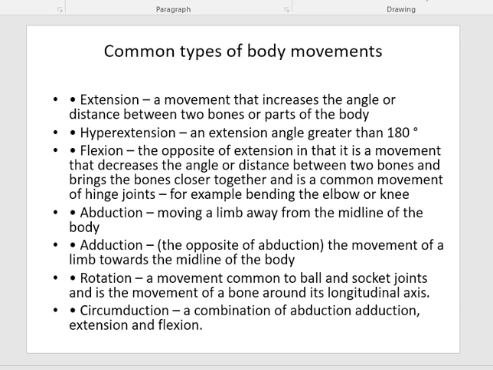Common types of body movements: extension, a movement that increases the angle or distance between two bones or parts of the body.